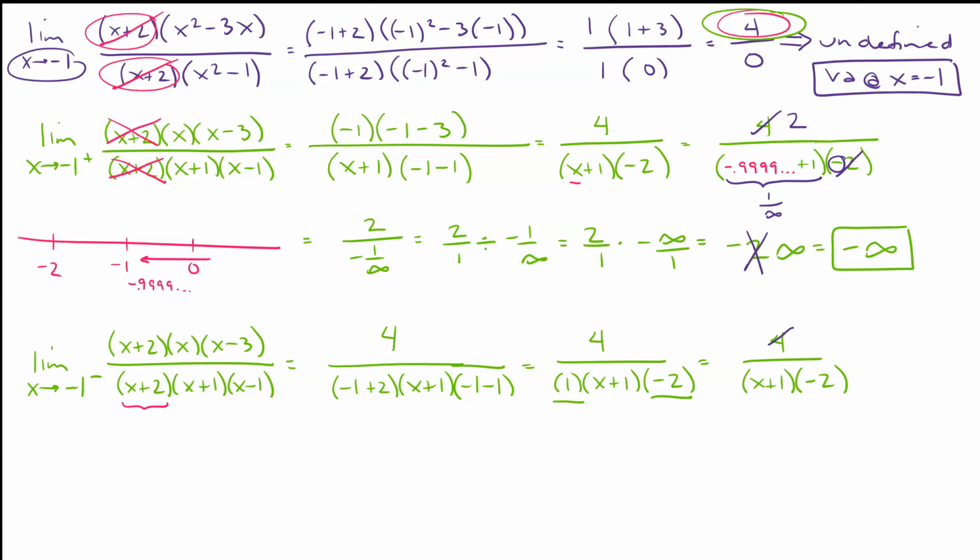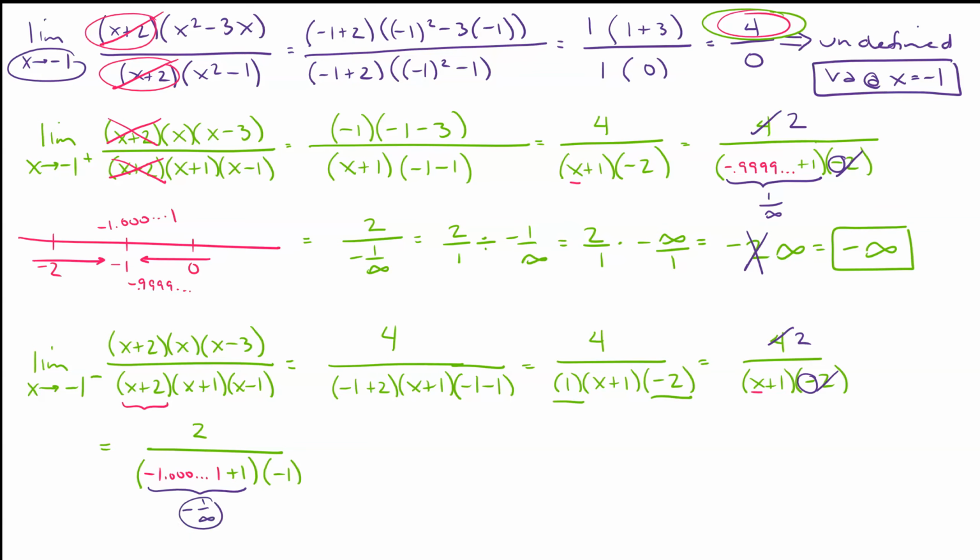I'm going to reduce my 4 and my -2. I have a 2 on top. Again, don't lose that negative. And I'm going to look at my number line again, approaching from the left-hand side, getting really close to -1. I get -1.000001. And so I'm going to plug that in for my x value. So now simplifying -1.000001 plus 1, I'm going to get a really small negative number.